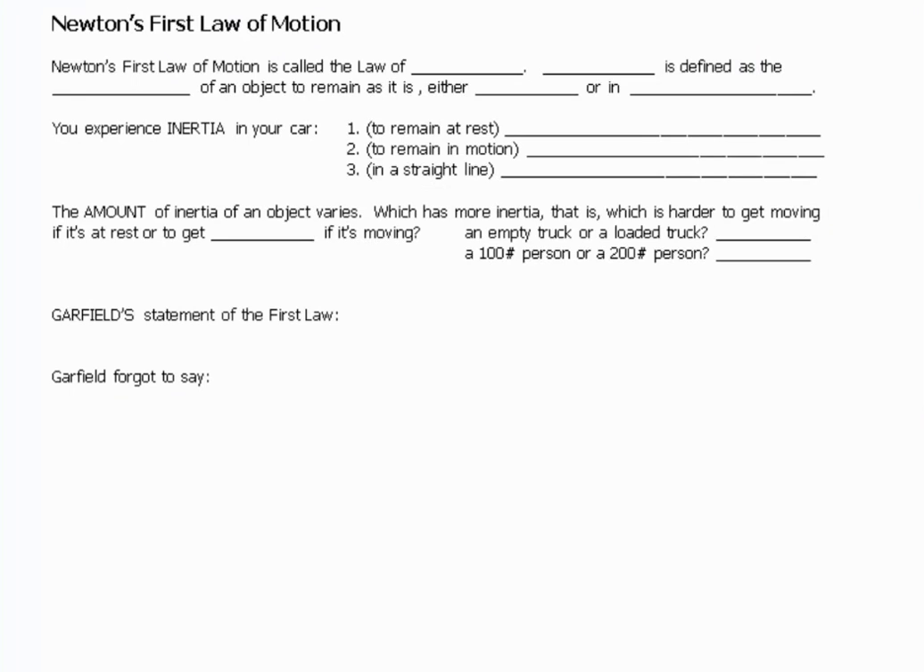Newton's first law of motion. Newton's first law of motion is called the law of inertia. Inertia is defined as the tendency of an object to remain as it is, either at rest or in uniform motion. What does uniform motion mean? Constant speed, straight line.